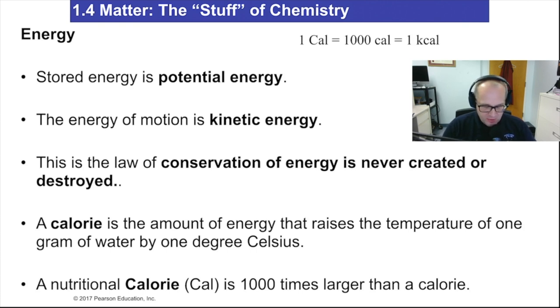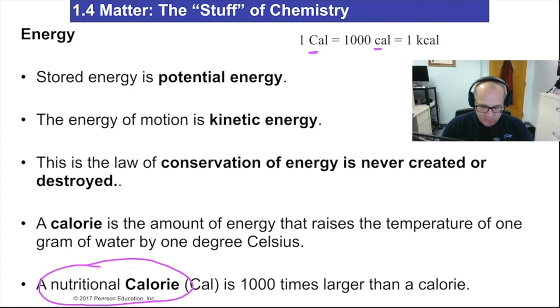Now, there's also this thing called a nutritional calorie. A nutritional calorie is 1,000 times larger than an actual calorie. Now, look up here. See how I have them written out like this? Capital C Calorie is a nutritional Calorie. It's abbreviated with a capital C.